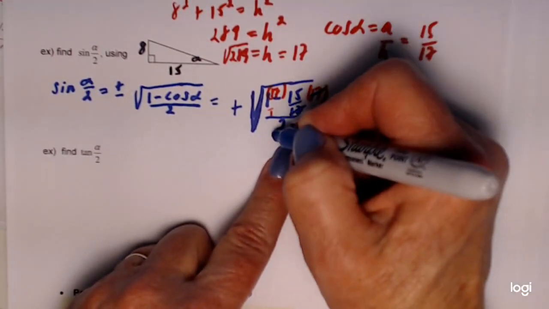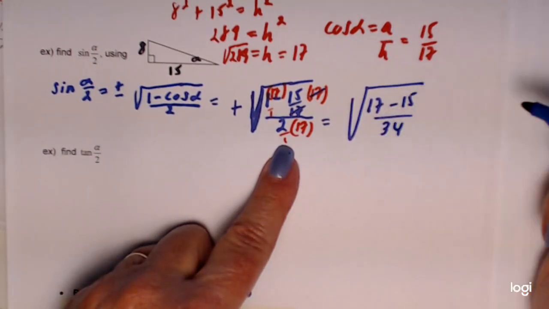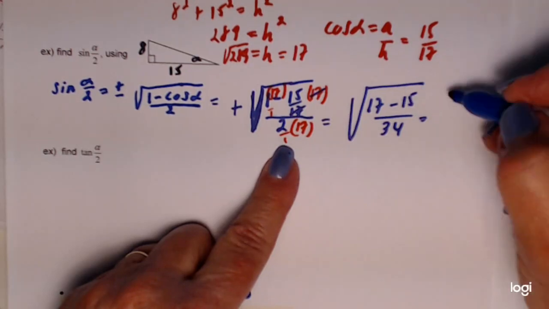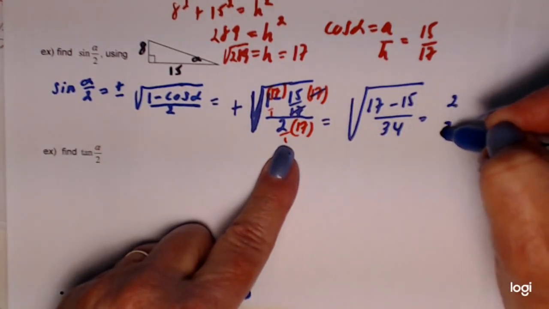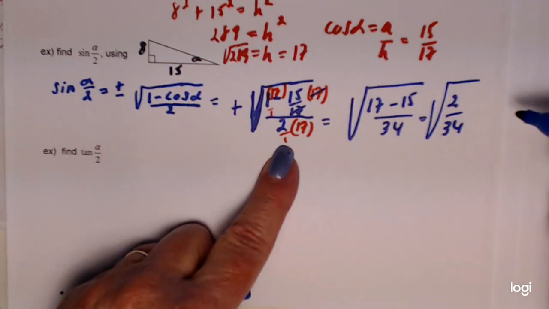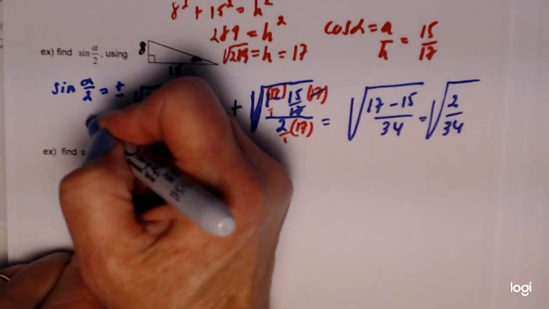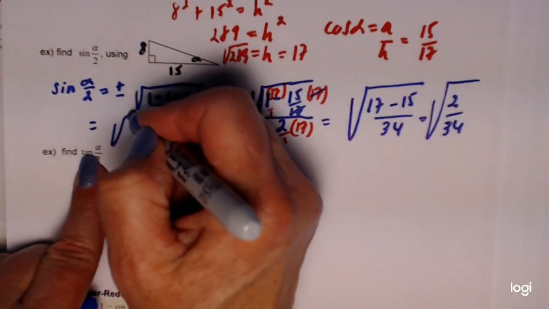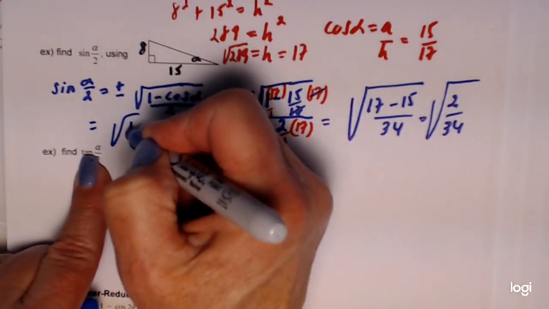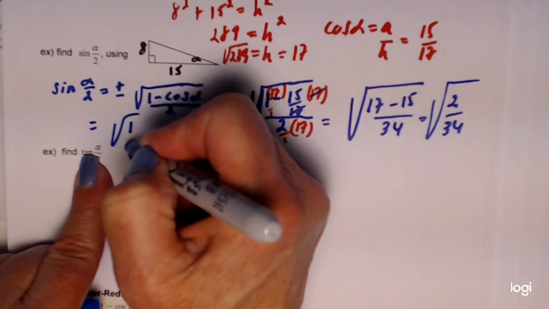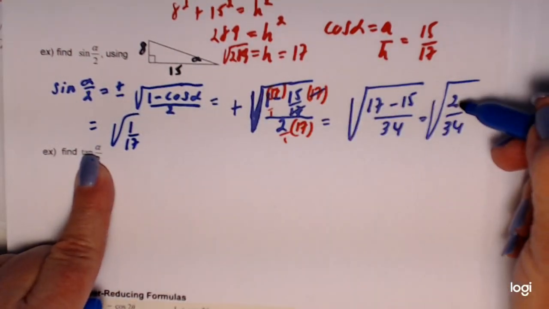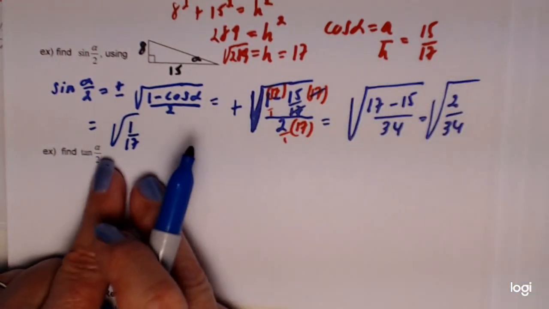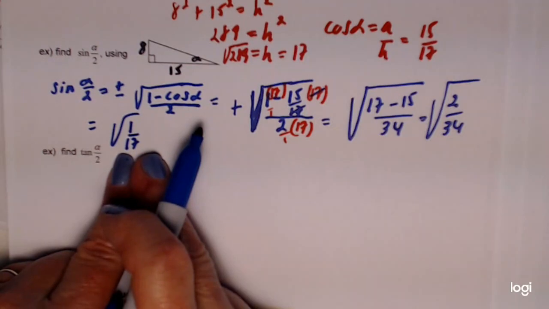Minus 15, and 2 times 17 in the denominator is 34. So continuing on, 17 minus 15, that's 2 over 34. Still everything is under the square root. Continuing on over here, 2 over 34, we have a fraction. So that would be 1 over 17. 2 divided by 2 is 1. 34 divided by 2 is 17. So here is our answer.